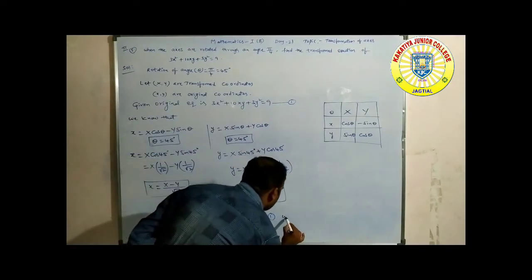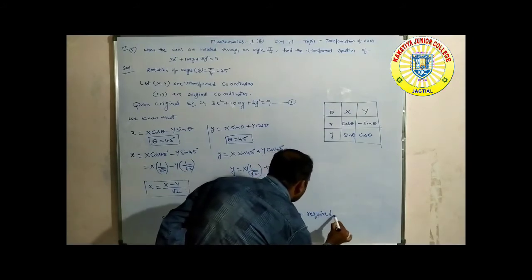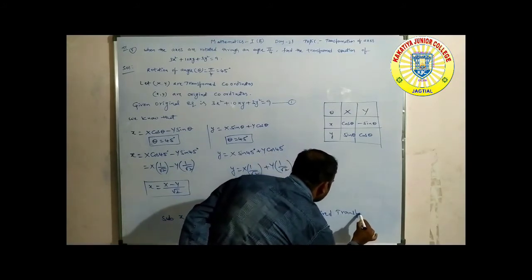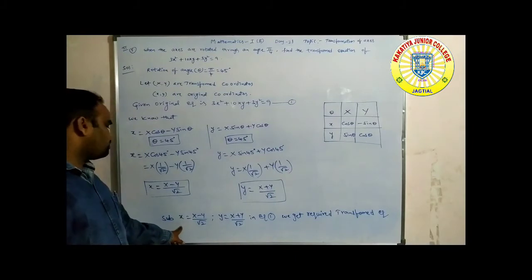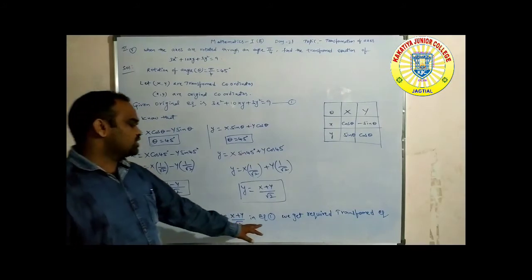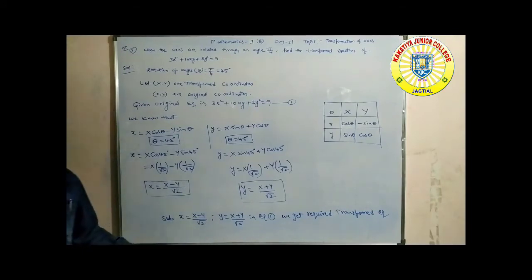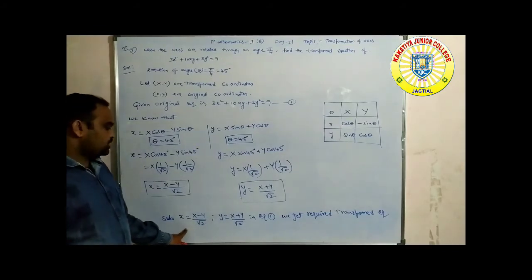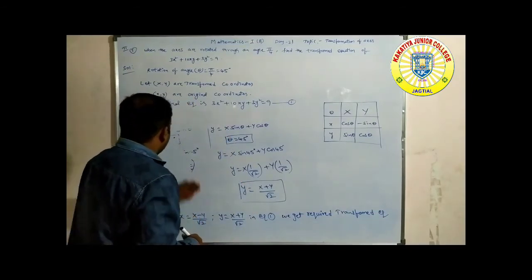Substituting small x is equal to capital X minus capital Y by root 2, small y is equal to capital X plus capital Y by root 2 in equation 1, we get the required transformed equation. First, all of you write this one. See here, these values are substituted in equation 1. This is equation 1. So in this equation we are substituting.